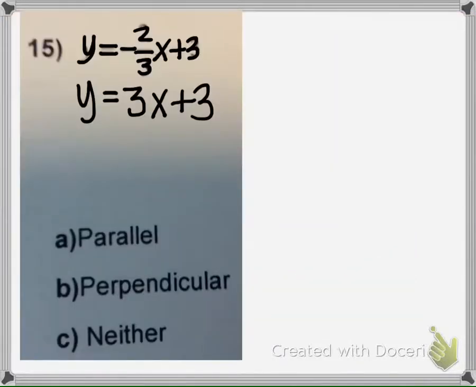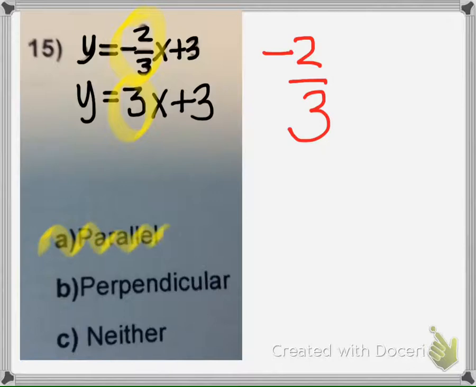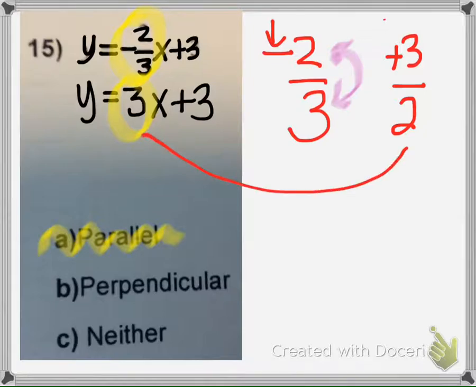Okay, if we take a look at this example here, we have negative 2/3. And if we look at this equation here, that one is a 3, so they're not the same, so they can't be parallel. And perpendicular, if we flip these two here, and if this one's negative, this one's positive, if we look here, that is not the slope of that one. So therefore, it's not perpendicular, and it would be neither.